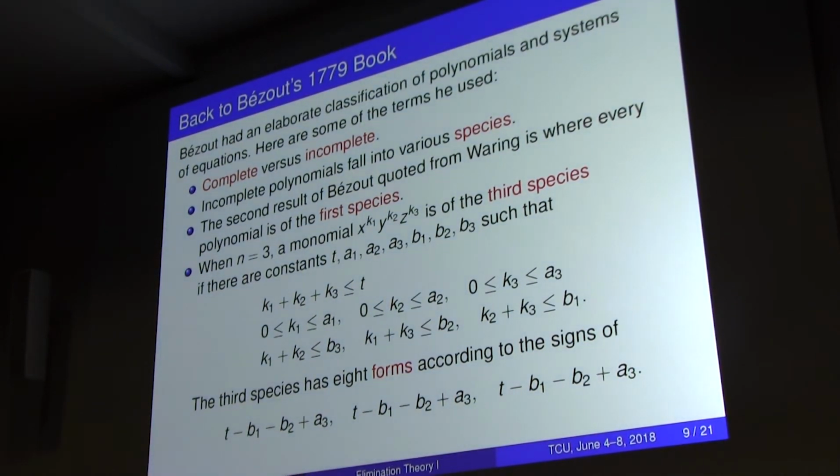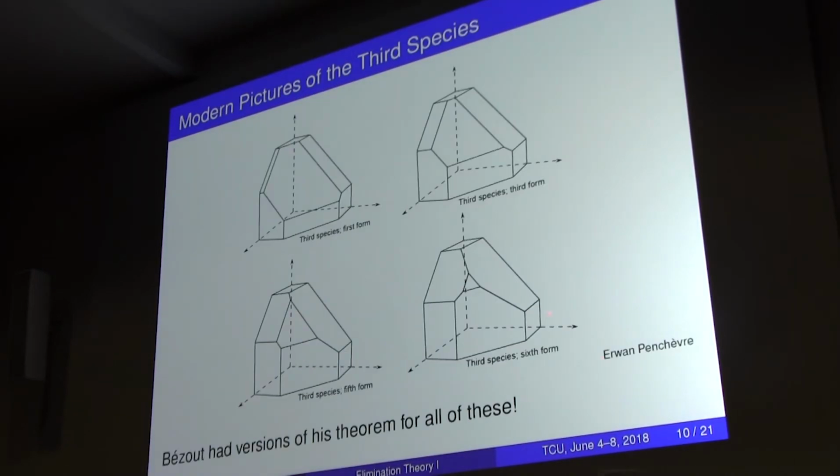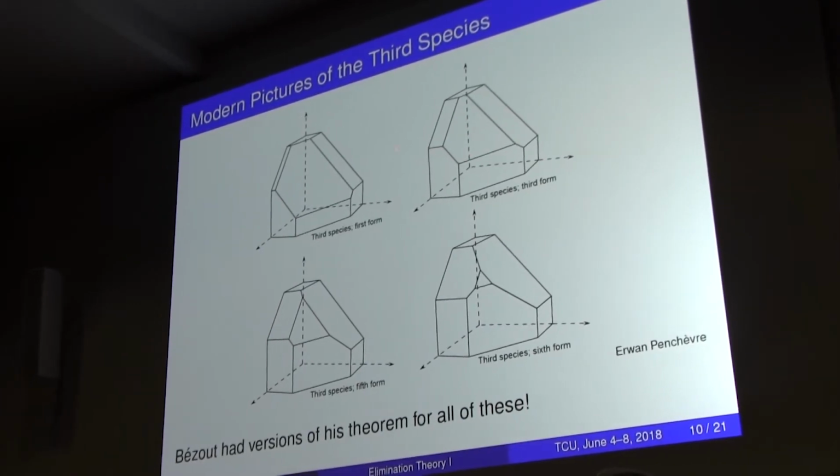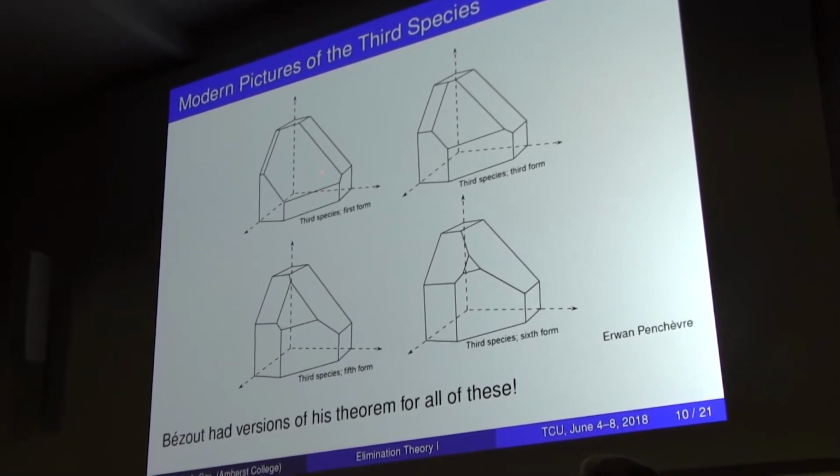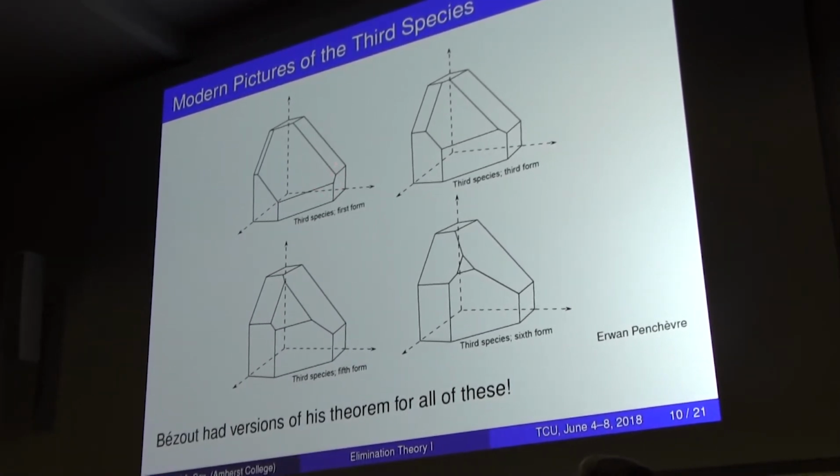And so here's some modern pictures that were created by Erwan Penchevra, and I'll talk about him a little later. And so here's the third species first form, and that's basically a version of this guy right here. Because you can sort of see in the middle there's basically a 6-sided figure. And then it turns out I actually want to go this way, because when you compare these two, what you discover is the main difference occurs right here. So right there I have an edge going this way, here it flips the other way, and that's a bistellar flip. And so going from here to here, I've done a bistellar flip.